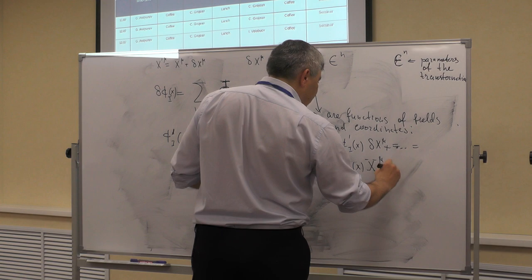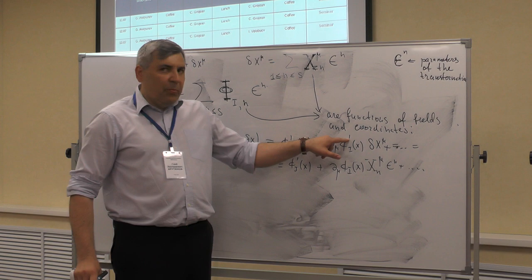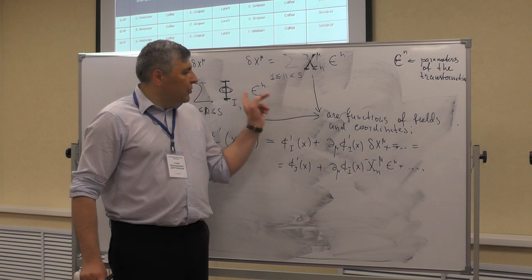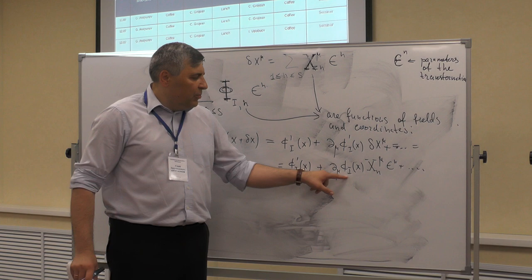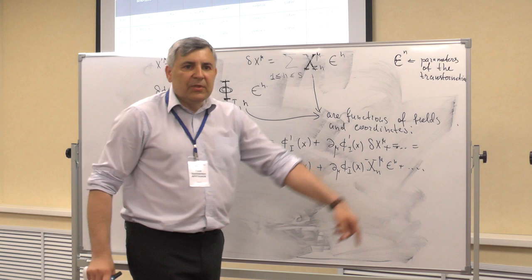So here I allowed myself to draw prime because the difference between phi and phi prime is of order epsilon, so this term would be the correction to this term. Better to say, the difference between this term here and this one without prime is of order epsilon squared. So I put it somewhere here, dots, dots, dots, which I'm not interested in.